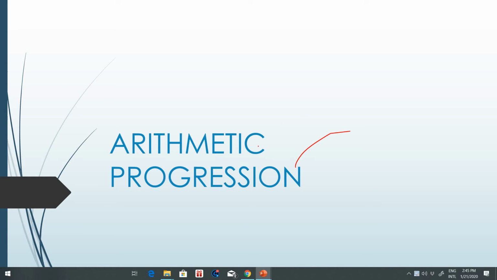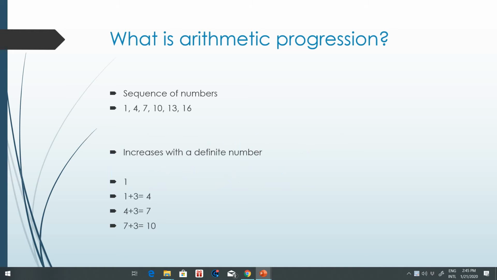So today we're going to be talking about arithmetic progression. Let's dive into it and see what we can learn today. So what is an arithmetic progression, by the way? An arithmetic progression is just a sequence of numbers.